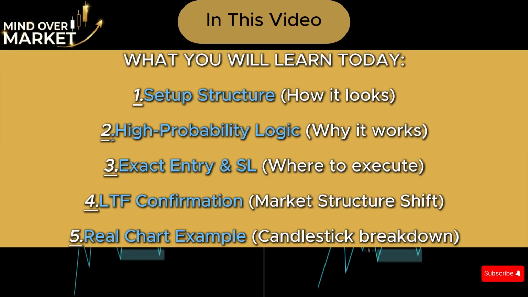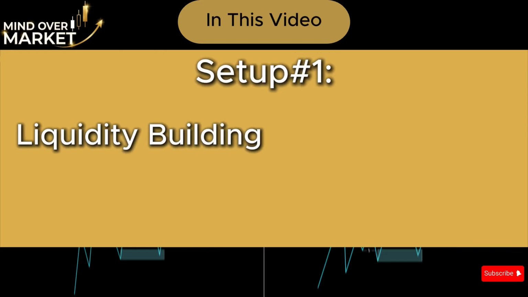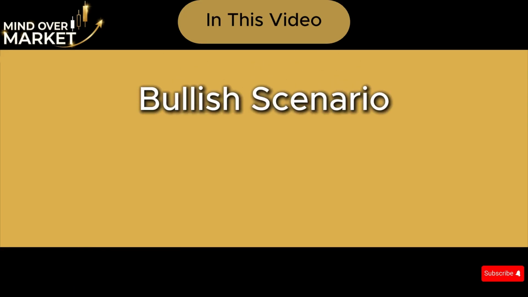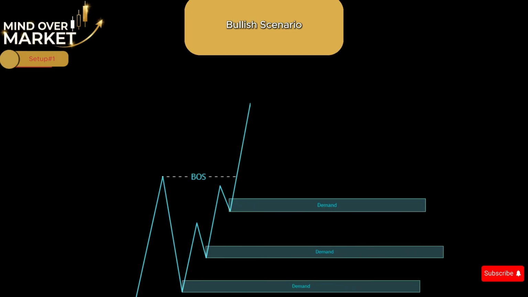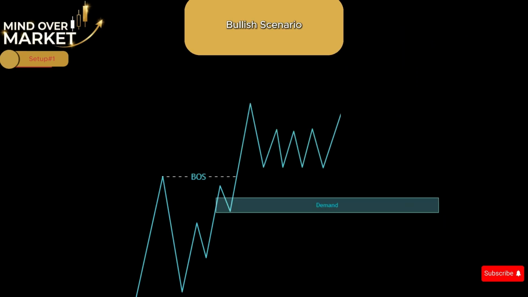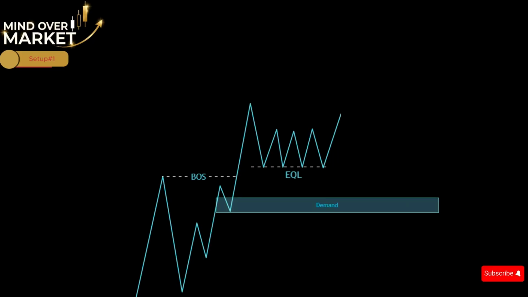Let's dive into our very first setup, called liquidity building before the zone. Let's assume a bullish trend. After a break of structure, the market can leave multiple demand zones, but the zone that has liquidity, like equal lows, building directly above it, carries the highest probability of continuing the trend.